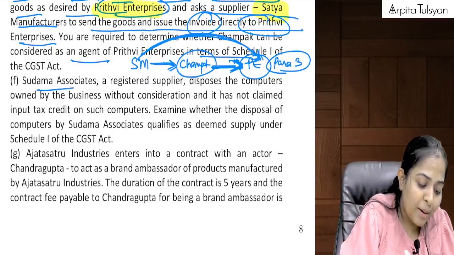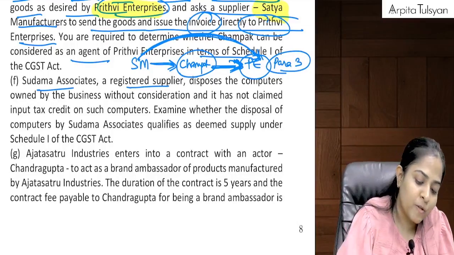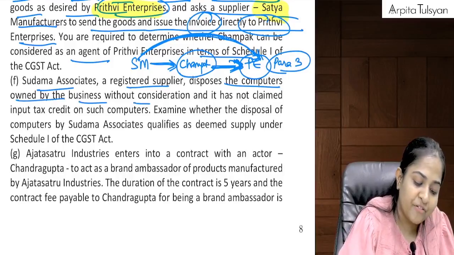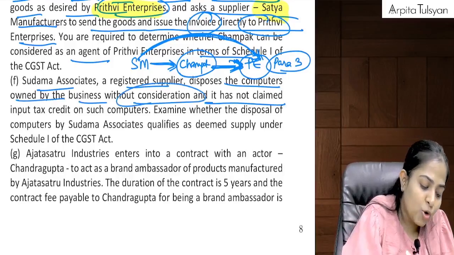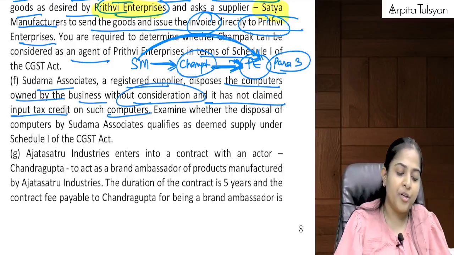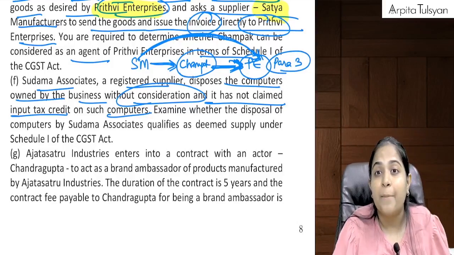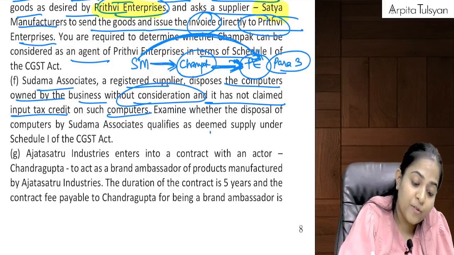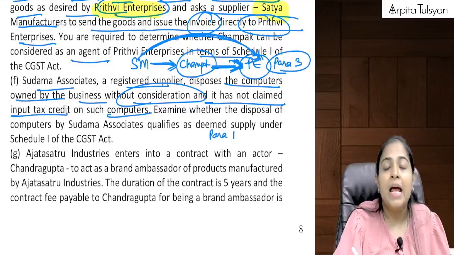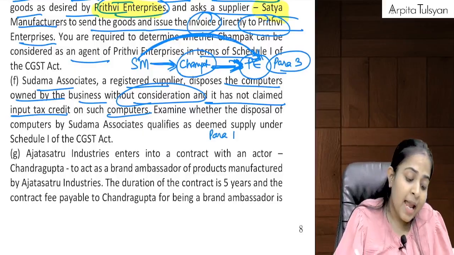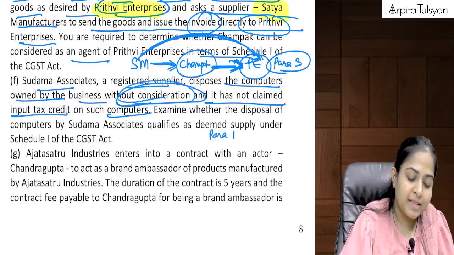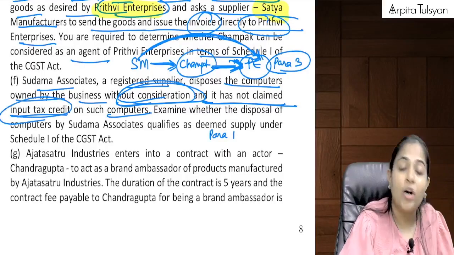Sudama Associates, a registered supplier, disposes of the computers owned by the business without consideration, and it has not claimed the ITC on such computers. So now we are disposing of the business assets, a permanent disposal. Can we say para number 1 of Schedule 1 is to be applied? Yes. Here we have disposed of the business asset without consideration and it had not claimed the ITC.